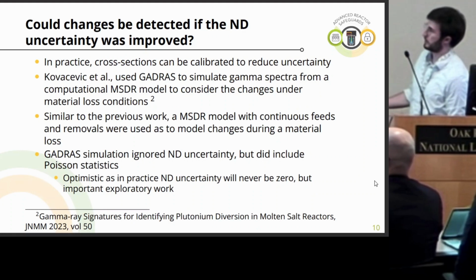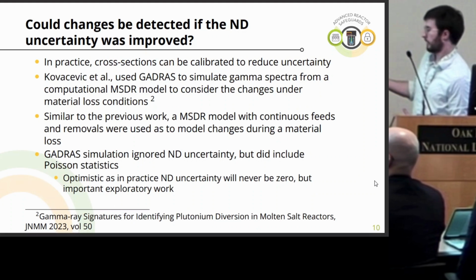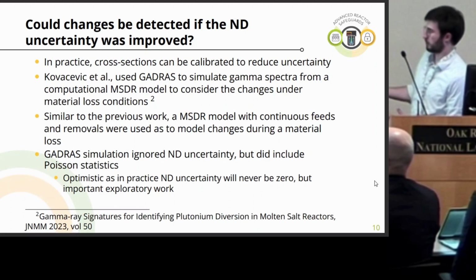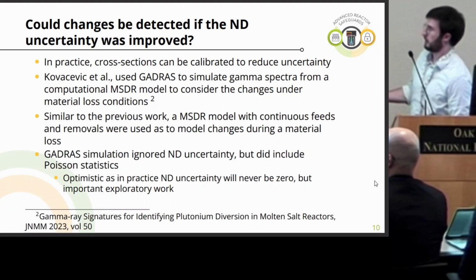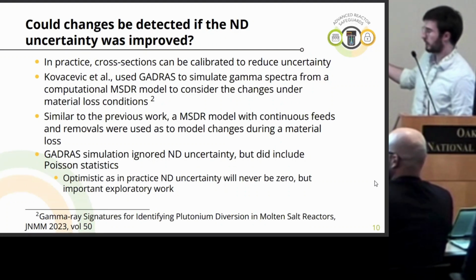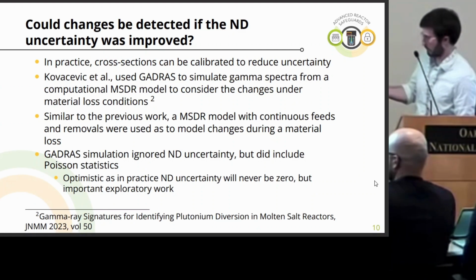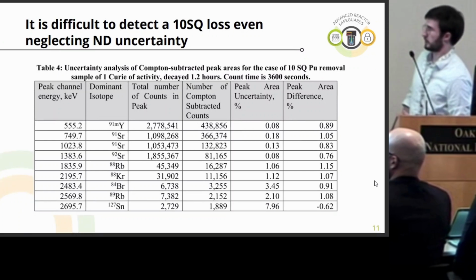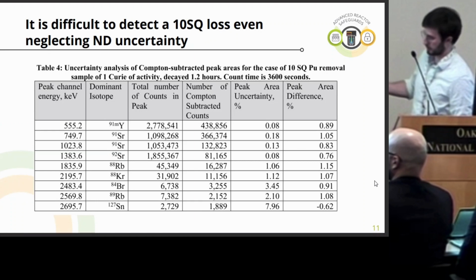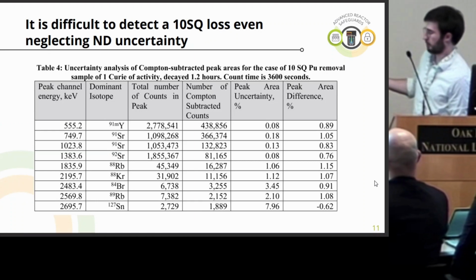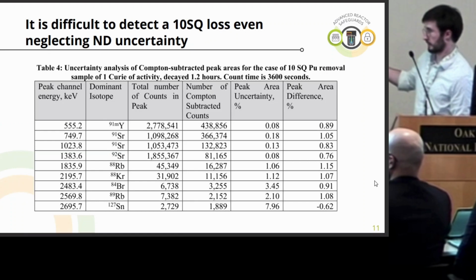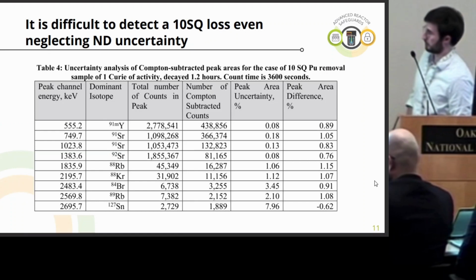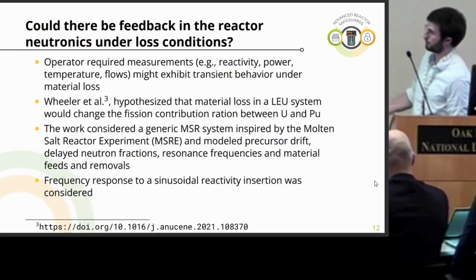So there's a second paper from Penn State that looked at, well, instead of looking at the masses, could we just directly look at gamma ray spectroscopy of the salt? And maybe we can ignore the nuclear data uncertainty and say, okay, we're going to fix that later, but we're just going to look at the raw gamma spectroscopy. Turns out that's not going to work either. The changes in the peak counts, even when you neglect nuclear data uncertainty, are not significant enough to make a statistically confident statement that 10 SQs of material has been removed.